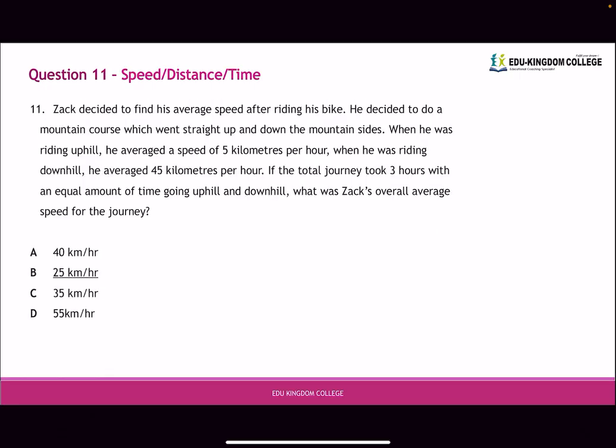Question 11. Long question. Zach decides to go up a mountain and then back down a different course on the same mountain, obviously. On the way up, he averages 5 kilometers per hour. On the way down, he averages 45 kilometers per hour. He rides for 3 hours: he goes up for 1.5 hours and comes down for 1.5 hours. So we're going to calculate the distance first. If he goes up for an hour and a half, he travels 7.5 kilometers.